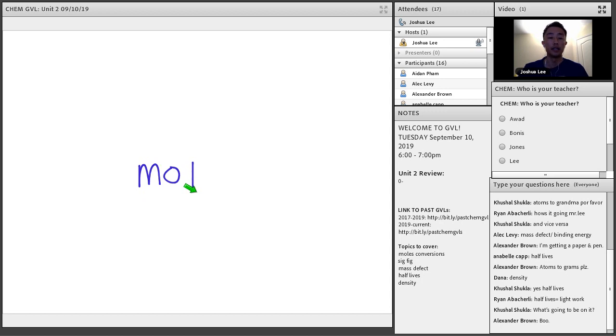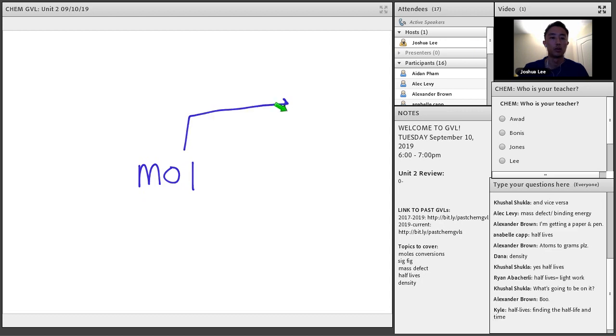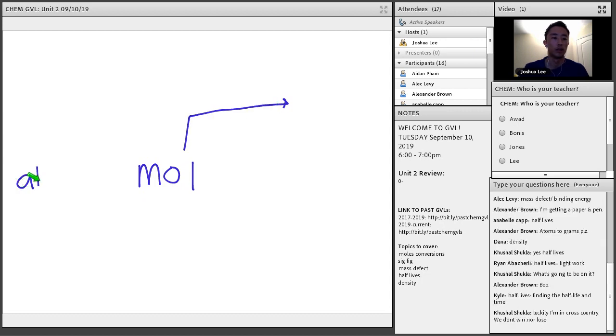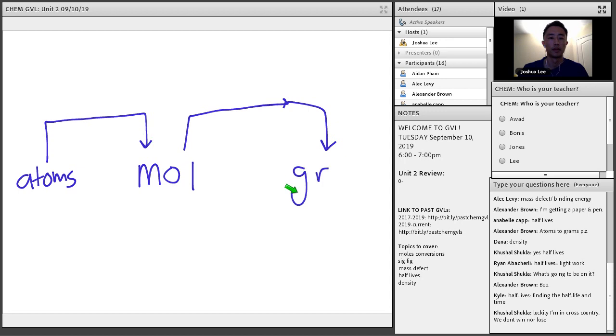So mole, and then let's say I go on top. Let's say we go from atoms. So you're going from atoms to moles to grams, and pretty much what this is, it's dimensional analysis, just going from grams, moles, and atoms.